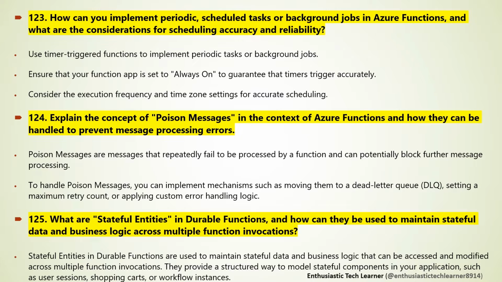Explain the concept of poison messages in the context of Azure Functions and how they can be handled to prevent message processing errors. Poison messages are messages that repeatedly fail to be processed by a function and can potentially block further message processing. To handle poison messages, you can implement mechanisms such as moving them to a dead letter queue (DLQ), setting a maximum retry count, or applying custom error handling logic.